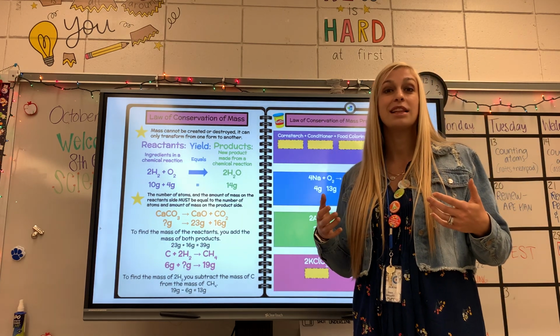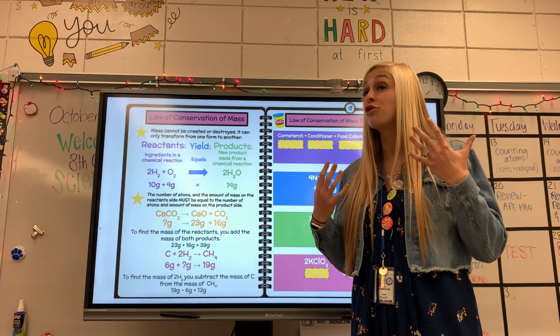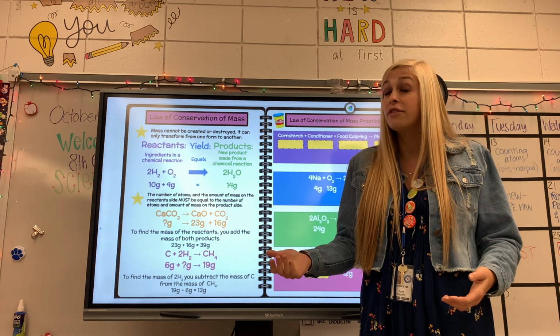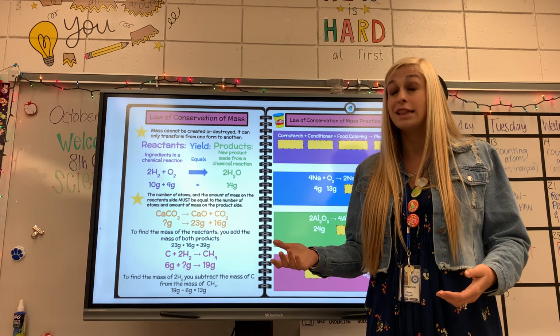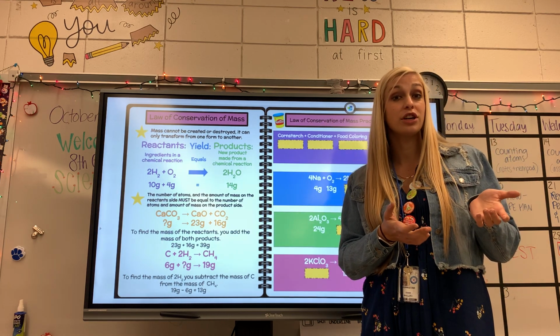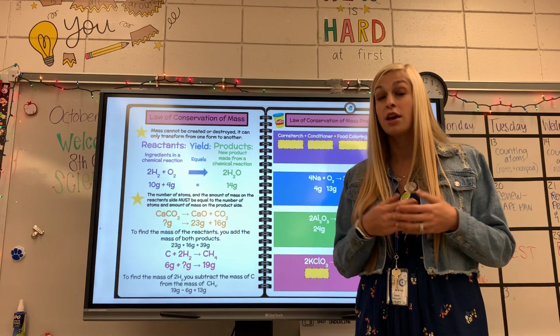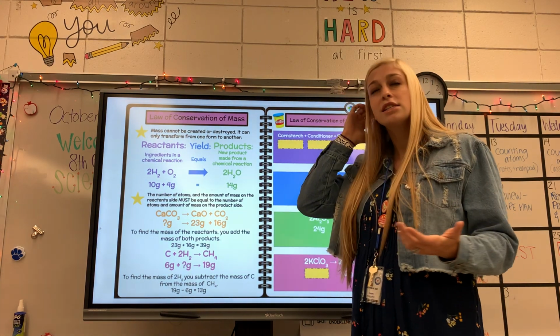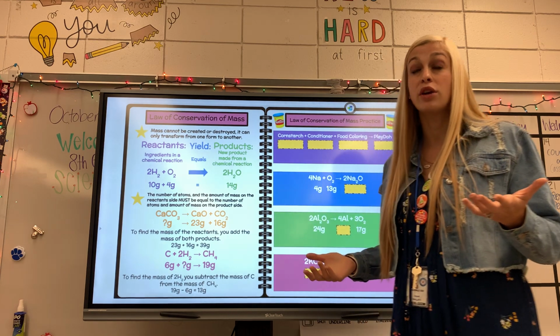When your cake comes out of the oven, matter wasn't created or destroyed, it just changed forms. So if you take the mass of your cake at the end, it should be equal to the mass of all of your ingredients added together. That's basically what the law of conservation of mass states. So let's look at what it looks like in a chemical equation.